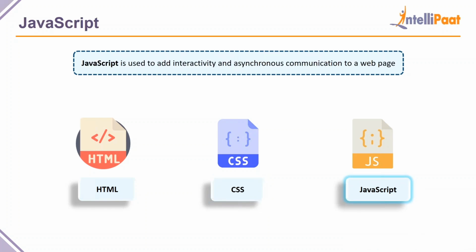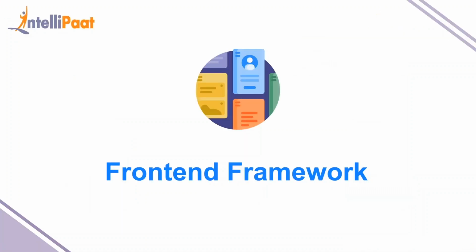Then comes JavaScript. It is used to add interactivity and asynchronous communication to a web page. So if you've ever filled out a form where they ask you to fill out a username and a password, and the username should be unique and password should match a specific criteria like 8 characters long, alphanumeric with one special character, all of that is taken care of by JavaScript. So when you type a username and you move on to the next field, which is to write password, the web page will automatically inform you whether that username is available or not, and that communication is taken care of by JavaScript. Now let's take a look at some front-end frameworks.